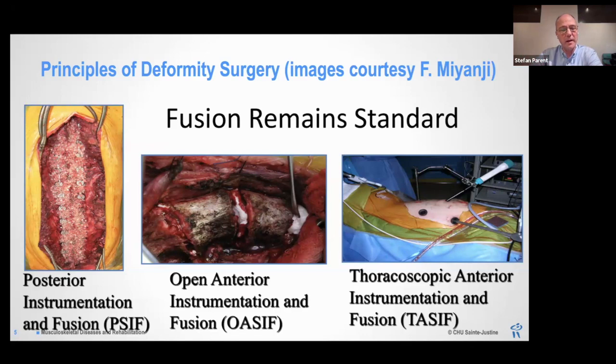But the real standard right now is that maybe 90% of surgical correction, at least in the US and Canada, or North America, is done with a posterior spinal fusion. Some areas in Europe are still doing anterior fusions on a more regular basis.